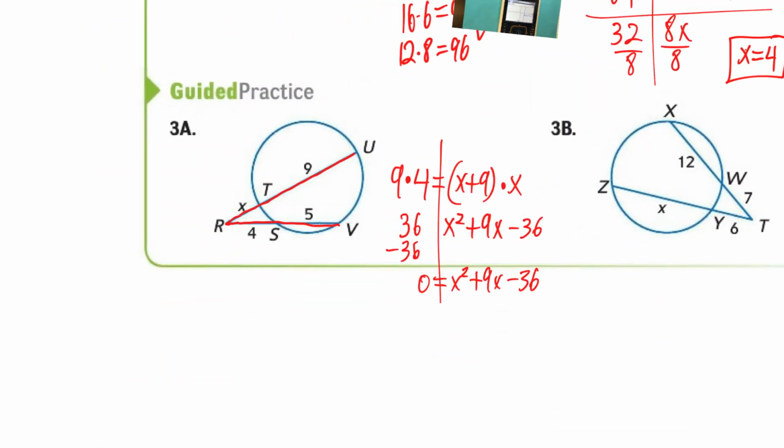So x equals 3. Now let's plug that back in and make sure that makes sense. Again, how long is this whole thing? 9, times the outside piece, 4, and 9 times 4 is 36. We already did that. If I plug in 3 here, how long is this whole thing? 12, times the outside piece, 3. 12 times 3 is 36. So that looks good.